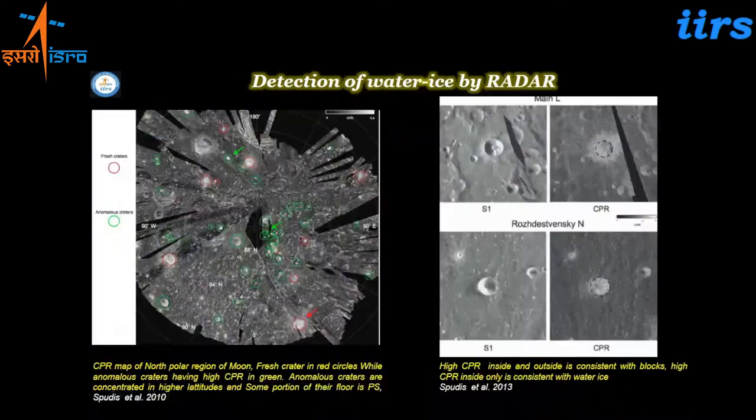Then water was also detected using the radar data, synthetic aperture radar from Mini-SAR, and it also utilized the circular polarization ratio that depends upon the dielectric constant of the scattering material, and therefore its CPR value was used to distinguish water from the soil and can be used as an indicator of water ice. So it has also indicated the presence of water in the polar regions and tried to segregate the craters which are having water absorption or water ice indications, and those from the fresh craters without it.